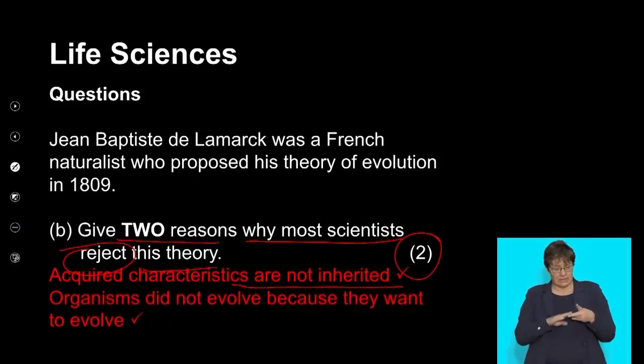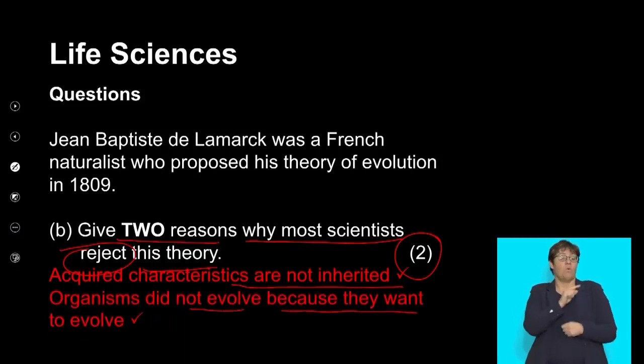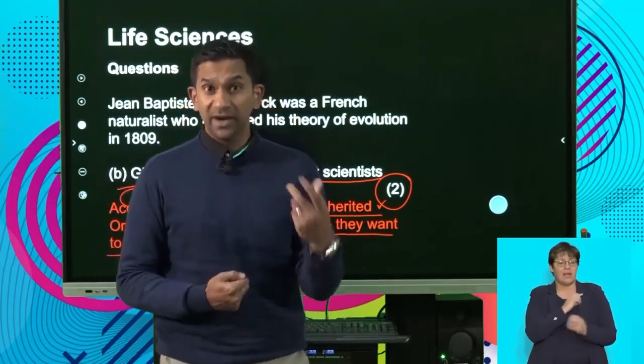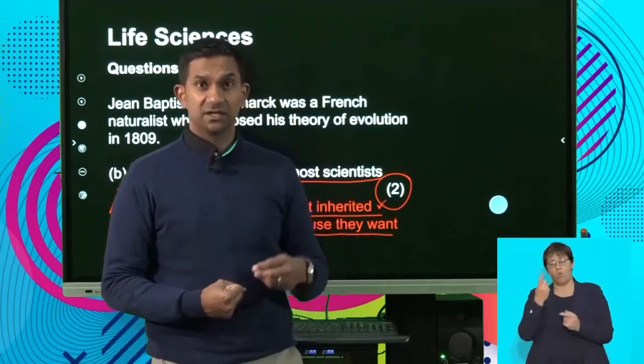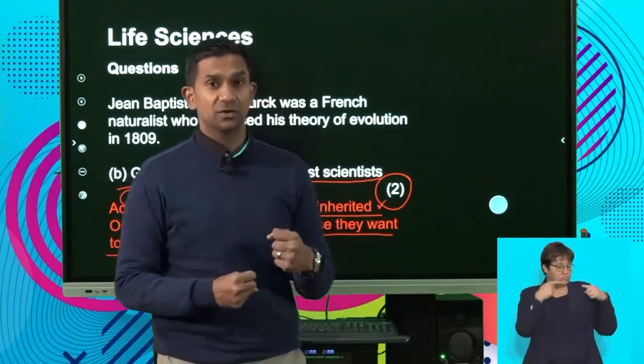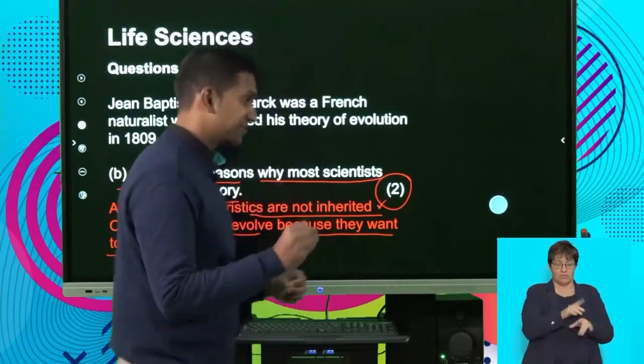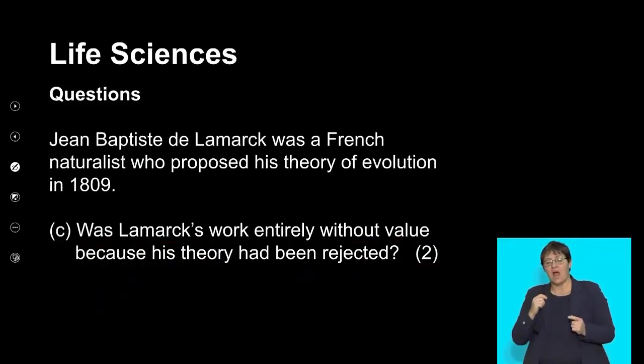Secondly, organisms do not evolve because they want to evolve. Individuals don't change because they want to. Change happens because of things that go wrong or go right. So mutations, random fertilization, or the randomness of gametes being fused. And that is what drives change in species.